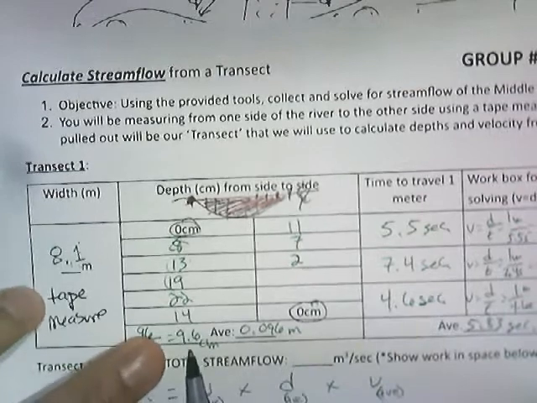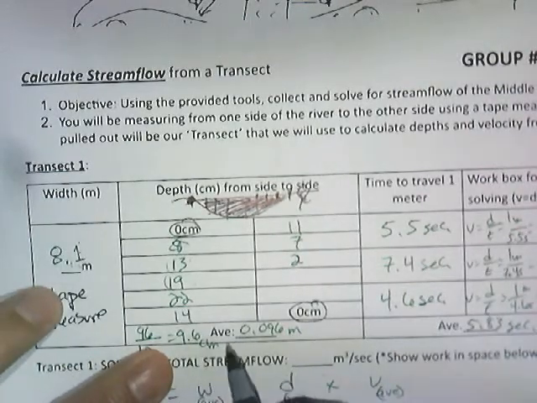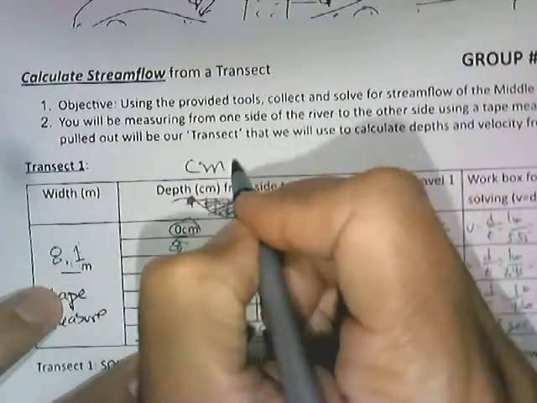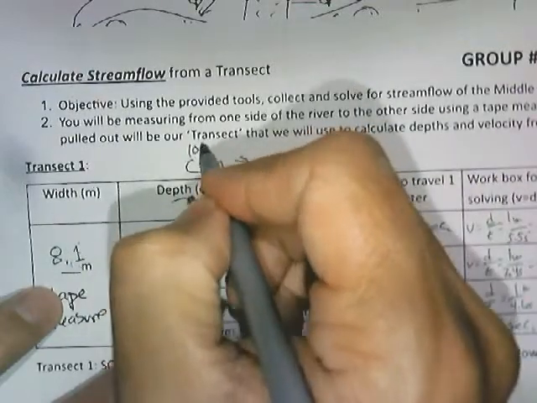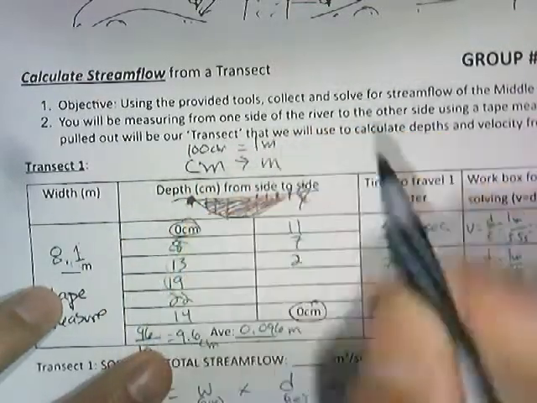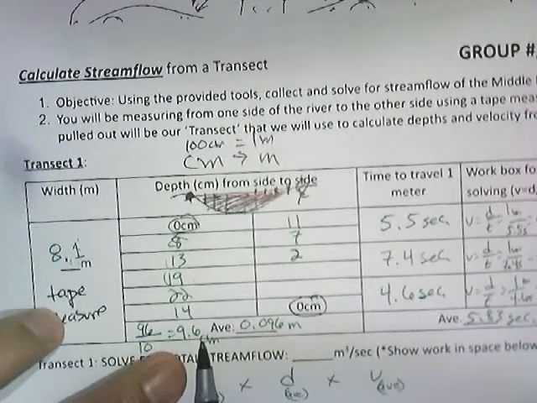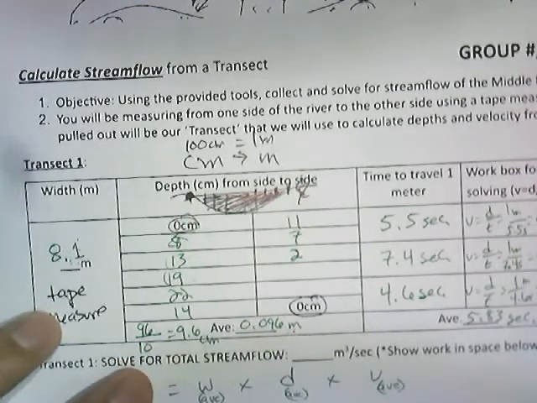So I came up with 9.6 centimeter average. I need to convert centimeters. Centimeters has to be converted into meters. And if there's 100 centimeters in 1 meter, I take 9.6 centimeters divided by 100, and I get 0.096 meters. And we'll come back to this data here.